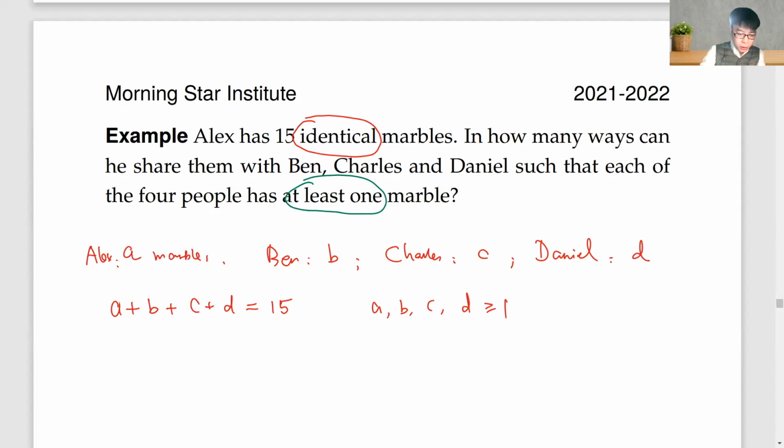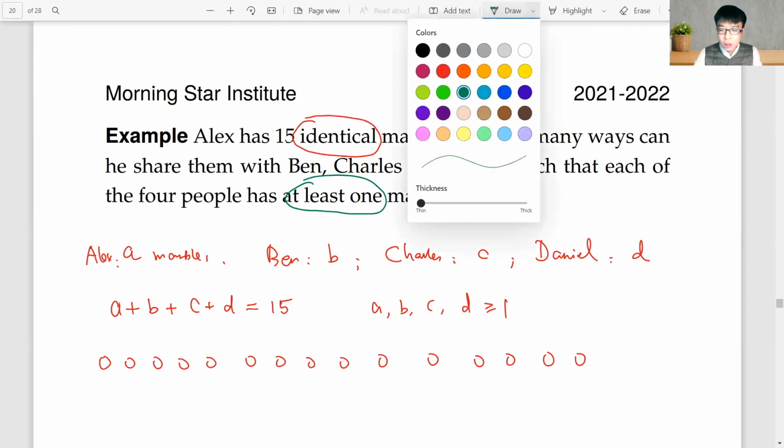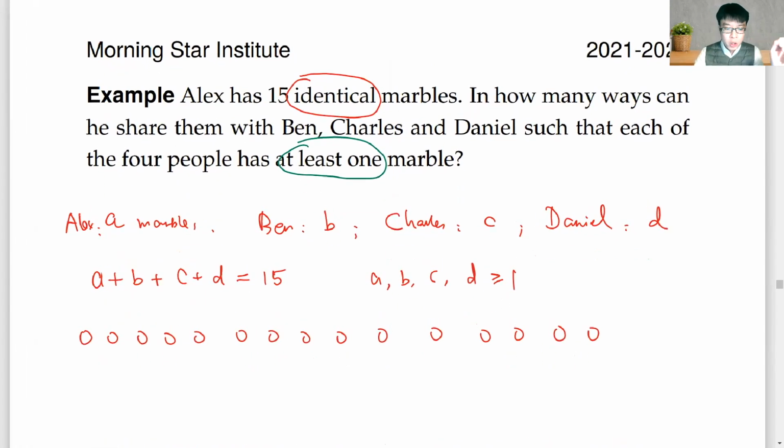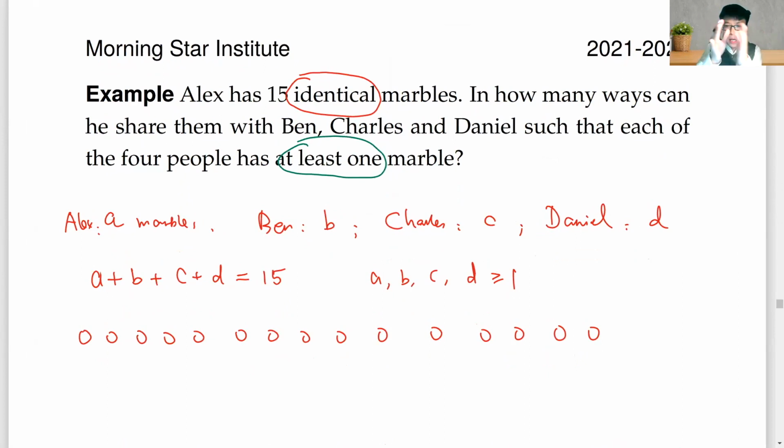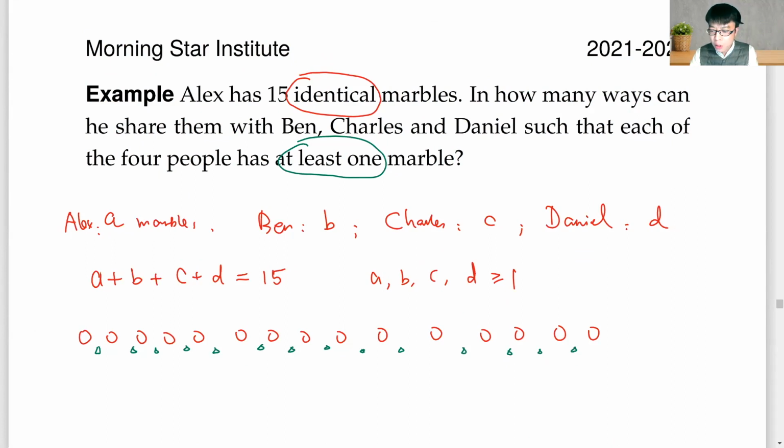So let me roughly draw a picture. Now I'm drawing 15 marbles, which should be divided into 4 groups, where everybody has at least 1 marble. Dividing into 4 groups is equivalent to inserting some separators between these marbles. I cannot put a separator outside because everybody has at least 1 marble. So there are 15 marbles, which corresponds to 14 places to put separators, and we need to divide into 4 groups, so we need 3 separators. For example, I take 1 separator here, maybe 1 here, maybe 1 here.